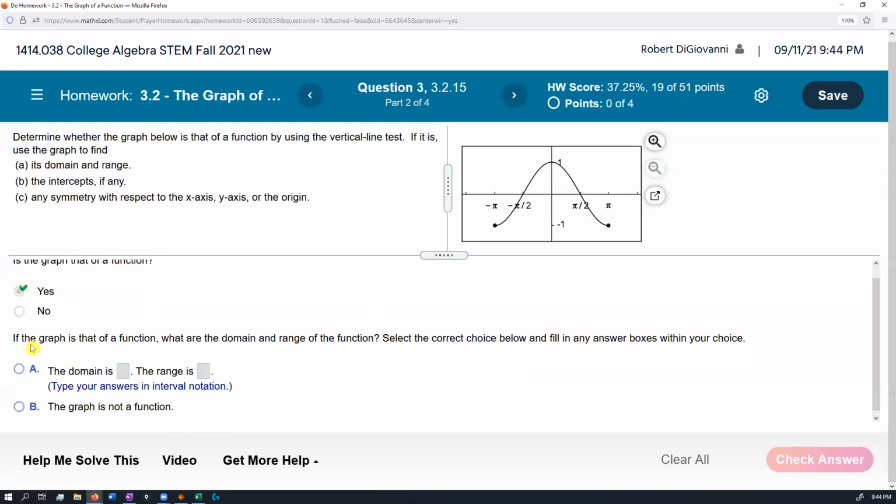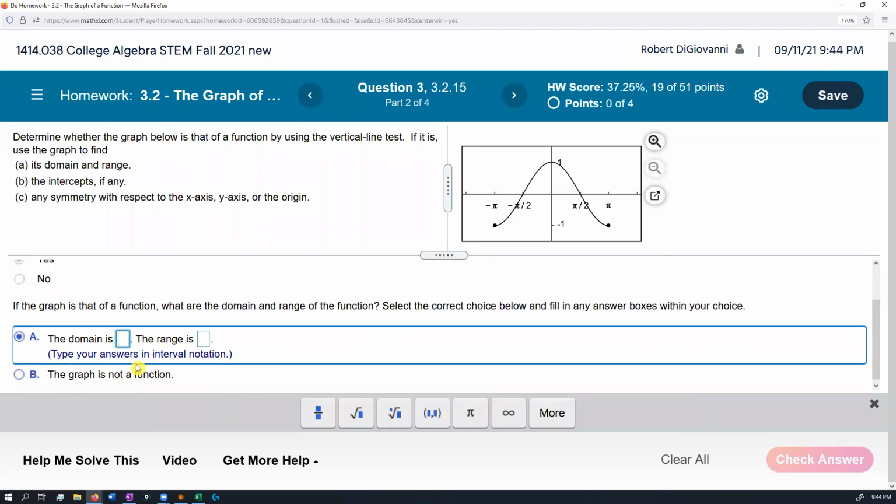Okay, if the graph is that of a function, what are the domain and range of the function? So the domain starts here at negative pi and ends at pi. They want it as an interval, negative pi to pi, or you can just type pi to pi. And the range looks like the smallest it ever is negative 1, the biggest is positive 1.